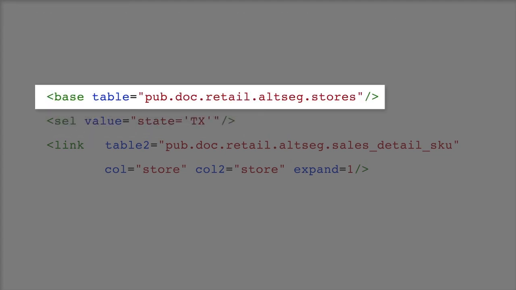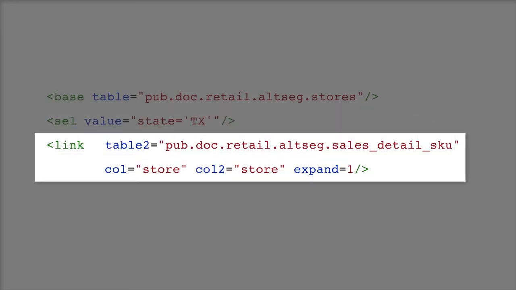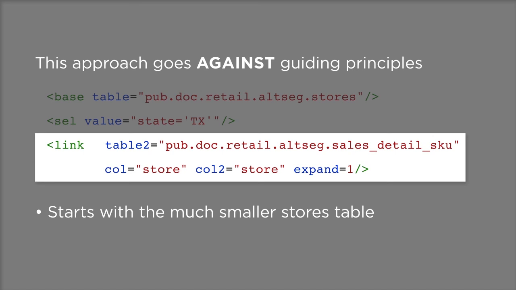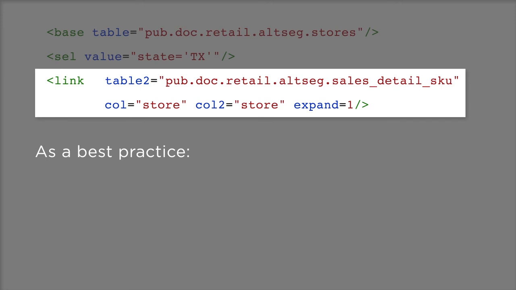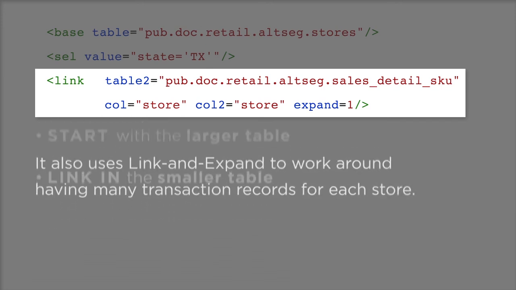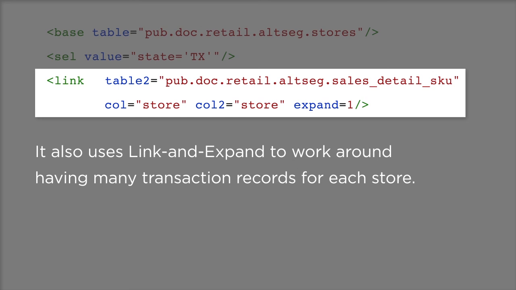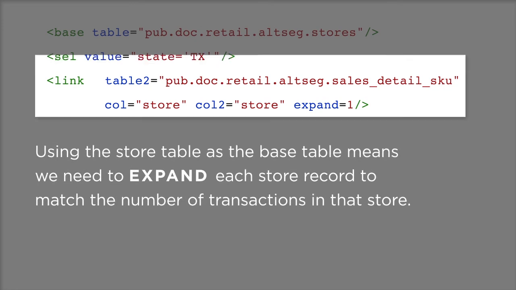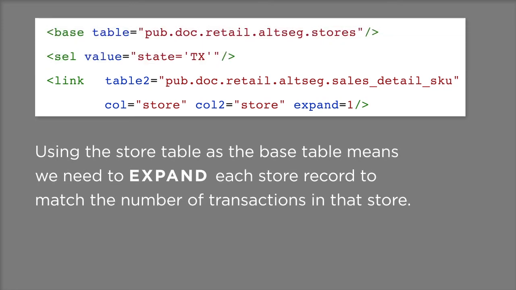One approach is to start with the store table and use link and expand as shown here. This approach goes against guiding principles by starting with the much smaller stores table and linking in the larger fact table. As a best practice, we want to start with the larger table and link in the smaller table. It also uses link and expand to work around having many transaction records for each store. Using the store table as the base table means we need to expand each store record to match the number of transactions in that store.